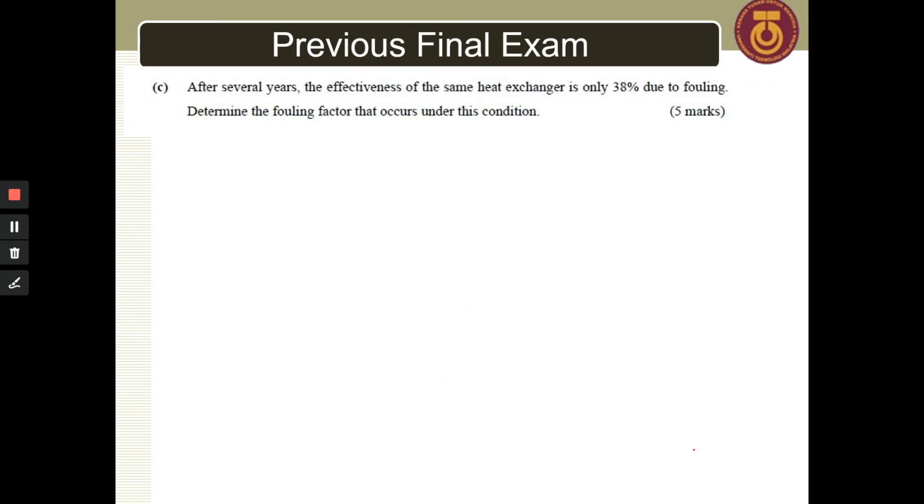Next is part C. After several years, the effectiveness of the same heat exchanger is only 38% due to fouling. Determine the fouling factor that occurs under this condition.